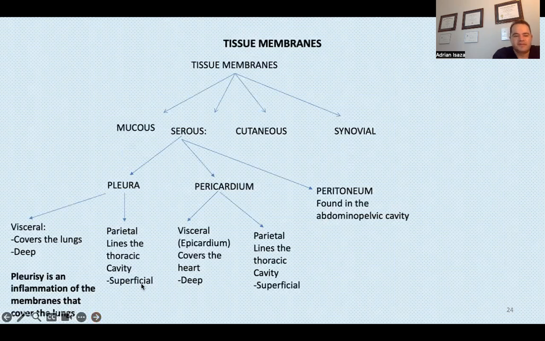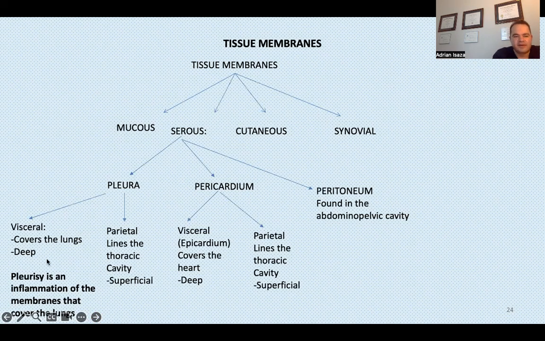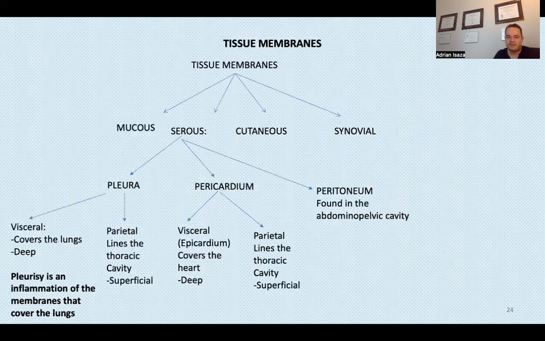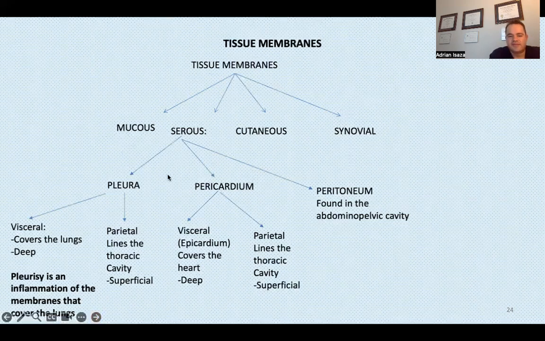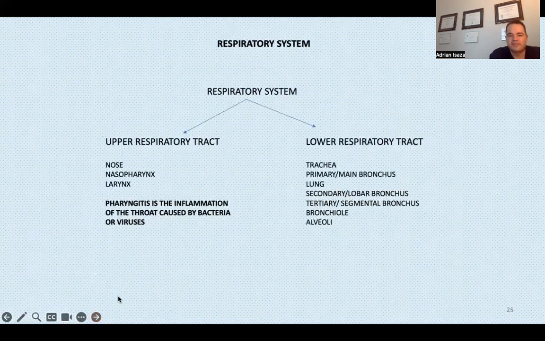Pleurisy is inflammation of the membranes that cover the lung. The membrane covering the lung is the visceral pleura, guys. The parietal pleura lines the thoracic cavity. So pleurisy is talking about the visceral pleura, and inflammation of the visceral pleura is called pleurisy.